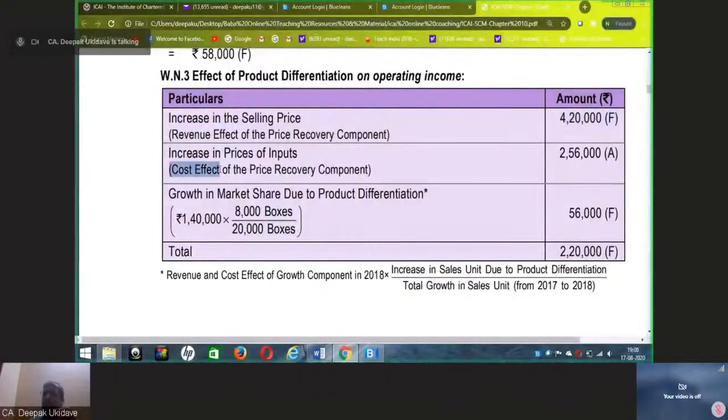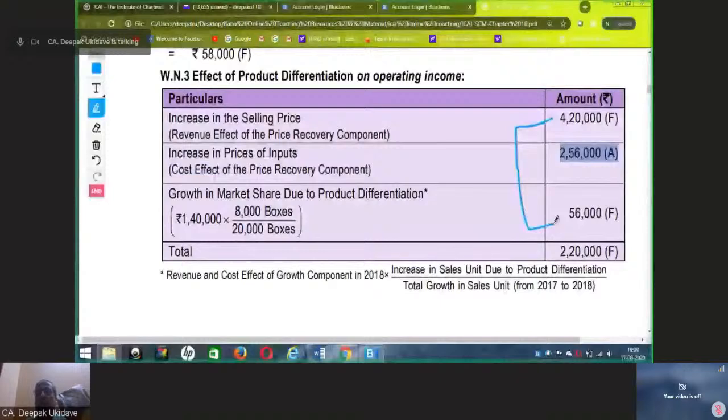adverse. Now if you take a combined result of this, 420 favorable, 256 adverse plus 56 favorable, the net effect comes to 2,20,000 favorable. Do this on the calculator. Keep the 12-digit calculator in front of you when you are doing the working. Anytime you sit for the strategic cost management numerical paper, you must sit with the calculator. Do this calculation, it comes to 2,20,000.